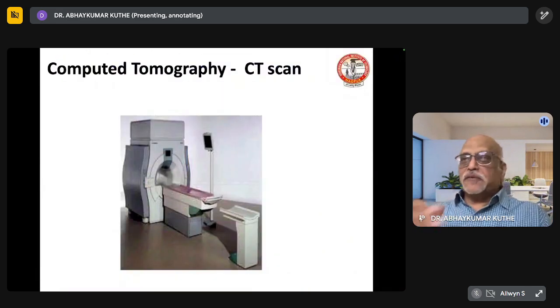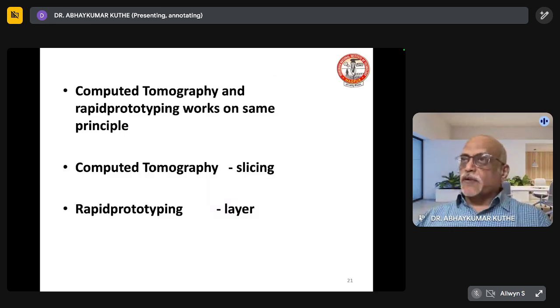Okay, now let me tell you how we have looked into this particular aspect. Computer tomography, everybody is aware of the CT scan. Now, the CT scan works on the principle of slicing. I think many of you are aware that the patient is asked to lie on a bed, and that bed goes inside the gantry and just comes out. And they say, okay, CT scan is done. What exactly is it? It is taking n number of X-rays.